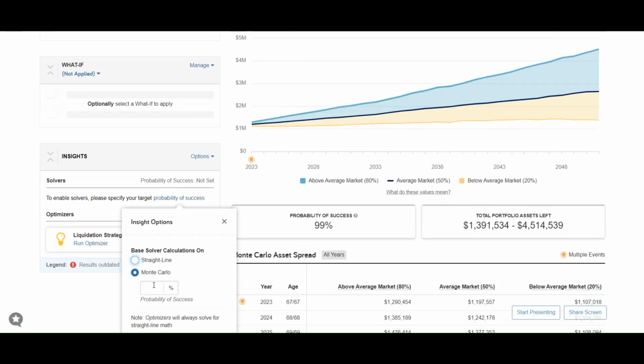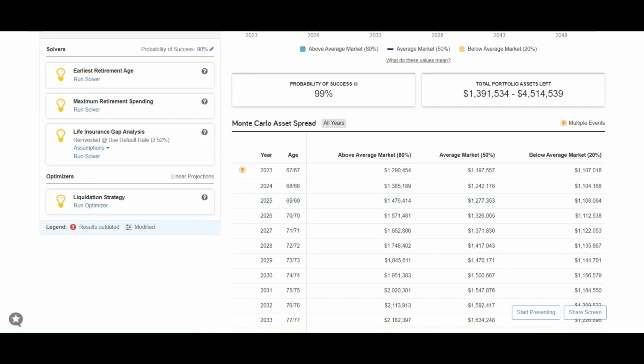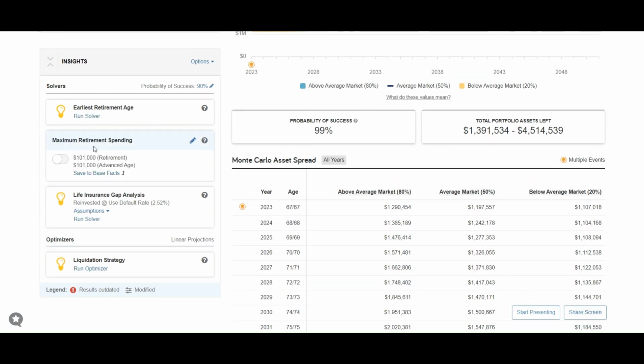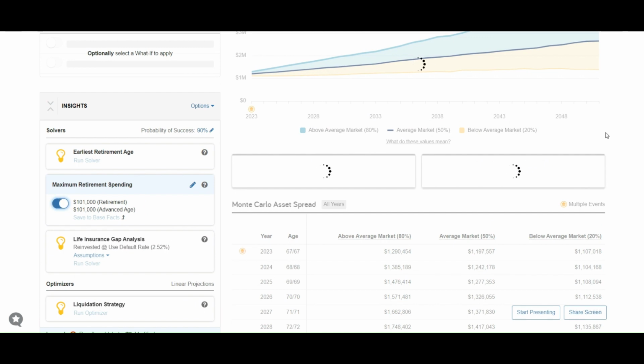So we come down here and we can input that we want to plan for a 90% success rate. We apply that to these models and we run a maximum retirement spending analysis. And as we see here, they come back that they could actually spend $101,000 to reduce that target down to 90%. So we incorporate that in here.